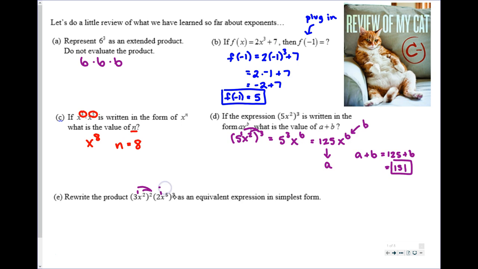Oops, I drew that wrong. Distribute your exponent. Okay, I'm going to do this one in a different color. Okay, so I've got 3 to the second power. That takes care of that. X to the fourth power. That takes care of that.